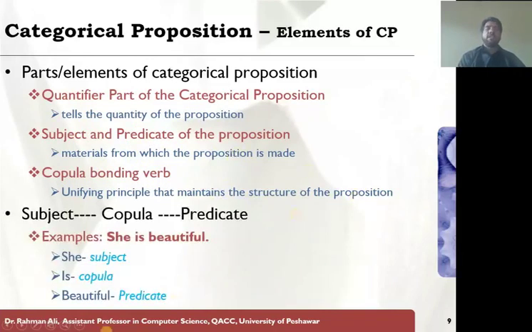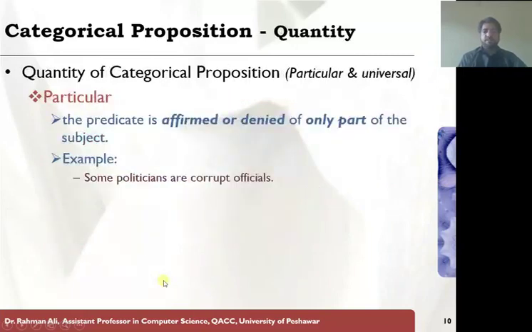Here is another example. She is beautiful. Now is is the copula, she is the subject, and beautiful is the predicate. So this combines she with beautiful and makes it a categorical proposition.